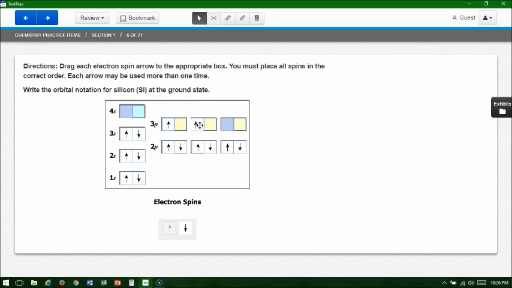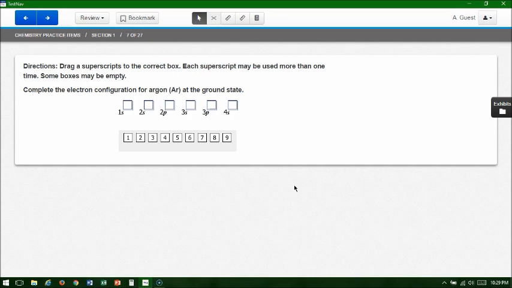And then finally silicon. Again, obeying Hund's rule. So that orbital notation diagram is now correct for silicon. In number 7, we have to write the electron configuration for argon.